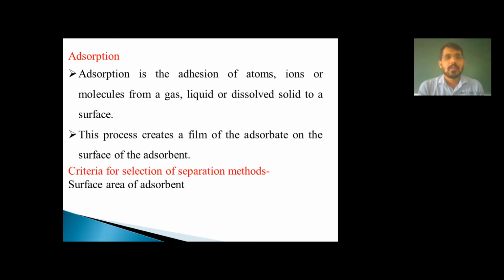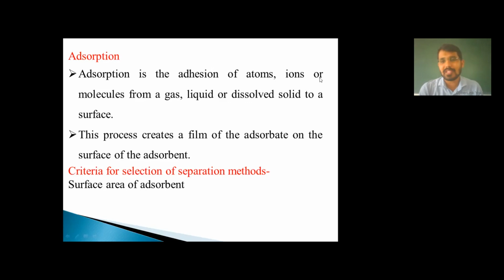And last is adsorption. Adsorption is the addition of atoms, ions or molecules from a gas or liquid over the surface of a solid material, or I can say adsorbent. So this process creates a film of adsorbate on the surface of the adsorbent. In easy language, it is the surface phenomenon in which atoms get accumulated over the adsorbent. Whatever atoms accumulate over the adsorbent, that film is known as adsorbate and that surface is known as adsorbent.